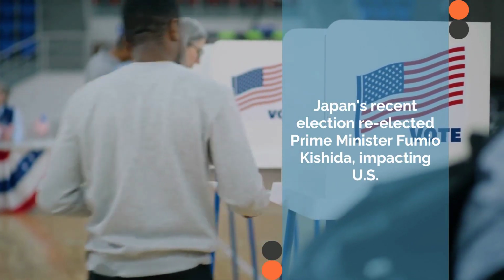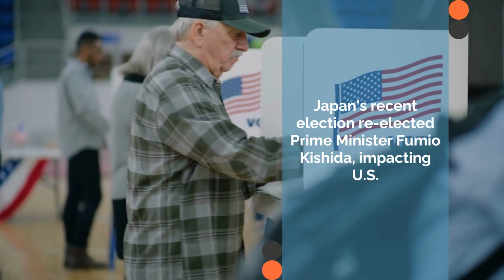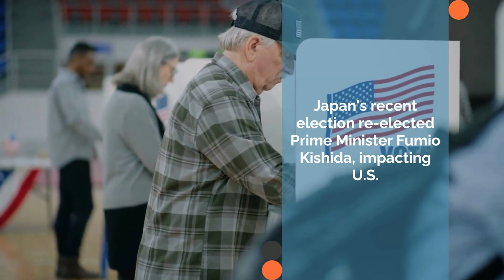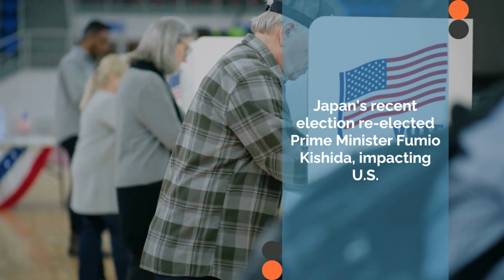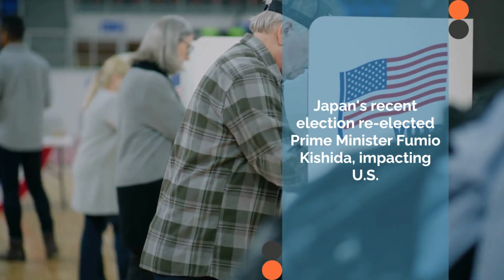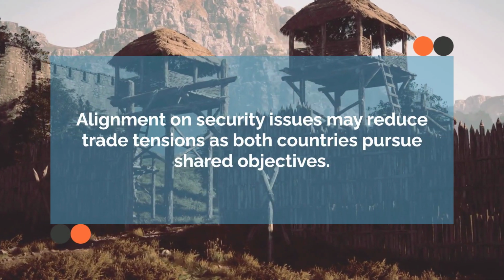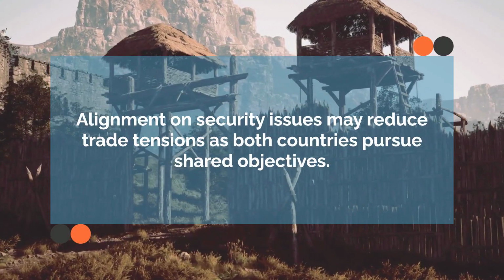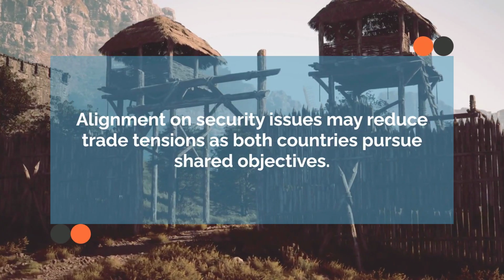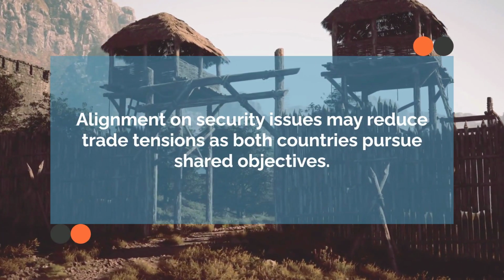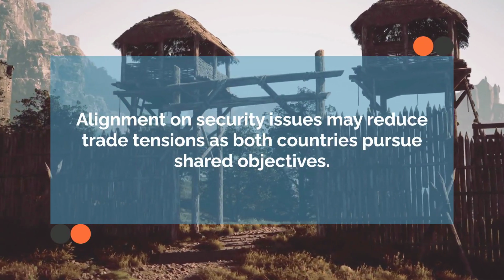Additionally, the recent election in Japan, which saw Prime Minister Fumio Kishida re-elected, is likely to influence trade tensions between the US and Japan. Kishida's administration has been focusing on strengthening security ties with the US to counter China's influence. This alignment on security matters may help ease some trade tensions, as both countries work towards common goals. However, ongoing negotiations and policy decisions will continue to play a crucial role in shaping the trade relationship.